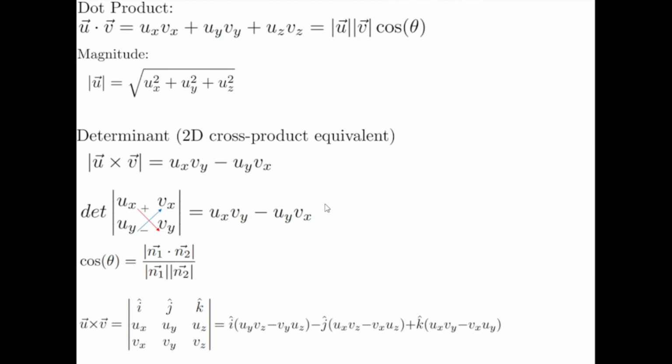The cross product for simple 2D vectors would give you a value which is like a determinant actually. So u cross v is equal to ux times vy minus uy times vx.